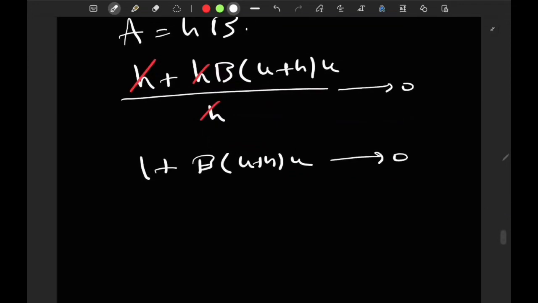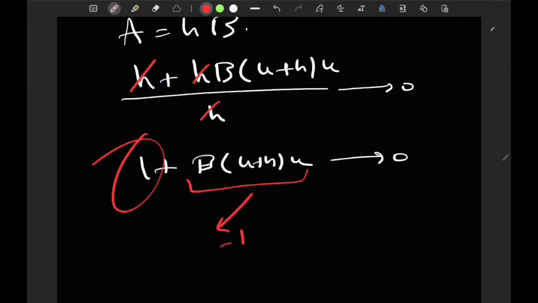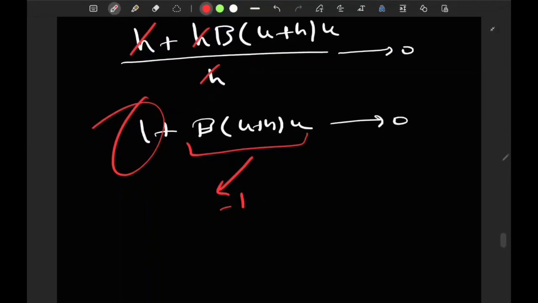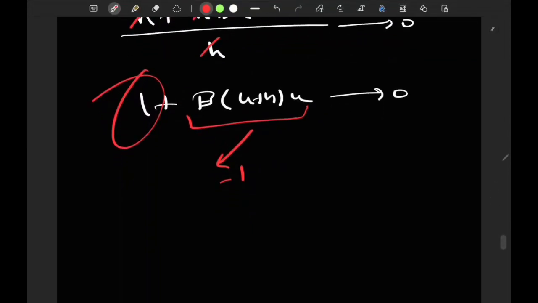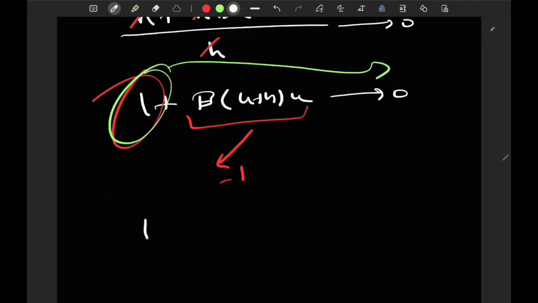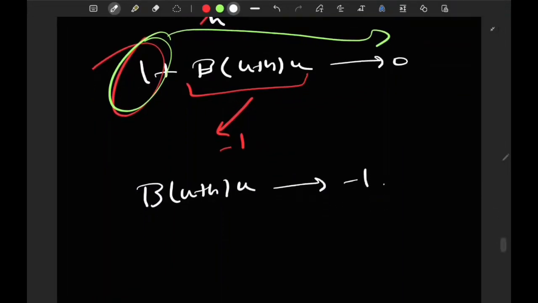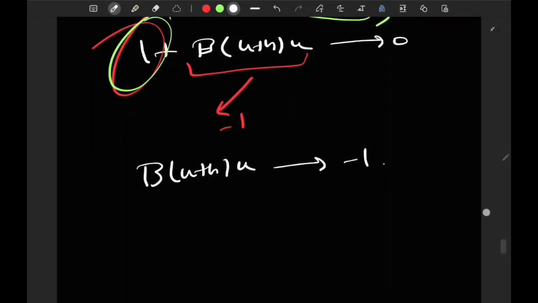Now for this thing to go to 0, this b times whatever is here should behave in an opposing manner to 1, because I have a 1 here. The only way 1 plus something will go to 0 is if what I'm adding to 1 is tending to minus 1. Otherwise, you cannot get a 0 limit. Or you can just rearrange, taking this to the other side of the limit, so you get that b times u plus h times u should tend to minus 1. Now minus 1 in our context is just minus the identity.